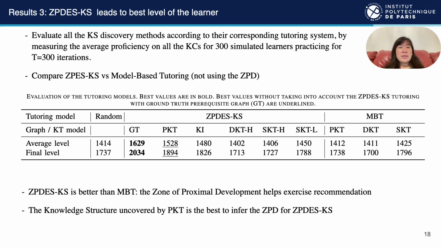We evaluate all the knowledge structure discovery methods according to their corresponding tutoring system by measuring the average proficiency on all of the knowledge components for 300 simulated learners practicing for 300 iterations. Then we compare ZPDES-KS versus a model-based tutoring, so not using the zone of proximal development. And here we show the evaluation of the tutoring models. So with ZPDES-KS and with model-based tutoring.